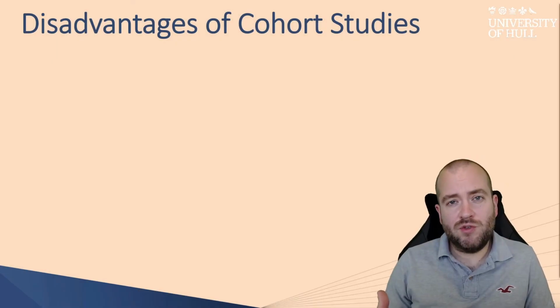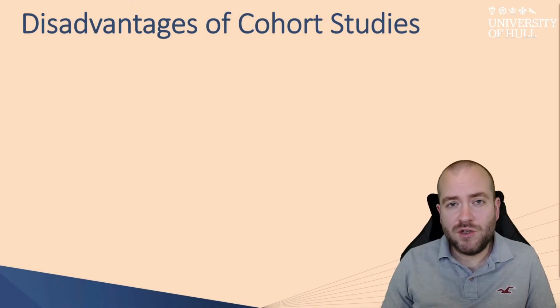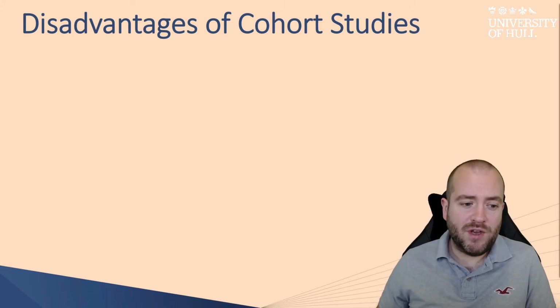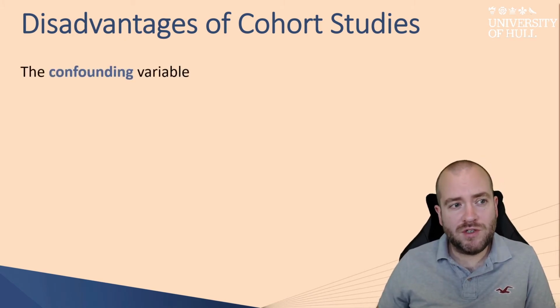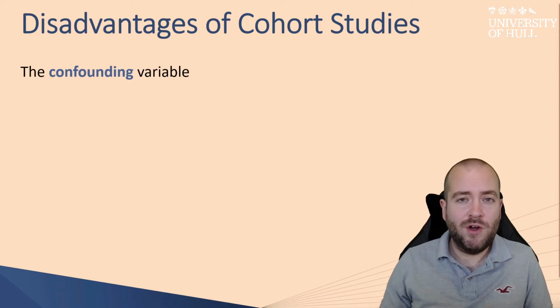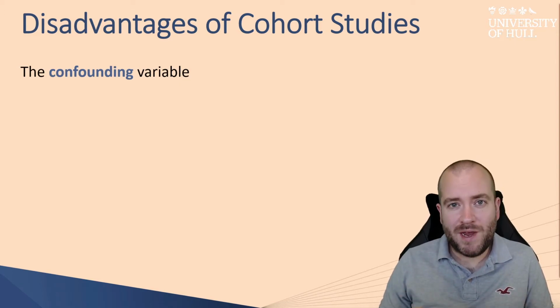Just like randomized controlled trials and every study, there are always disadvantages to the method of investigation. And you've probably already guessed it that the problem with cohort studies is the confounding variable. All those little things that can impact the outcome and can impact the dependent variable. And what we can't do in cohort studies is control all of those independent variables. Therefore, they become confounding variables.